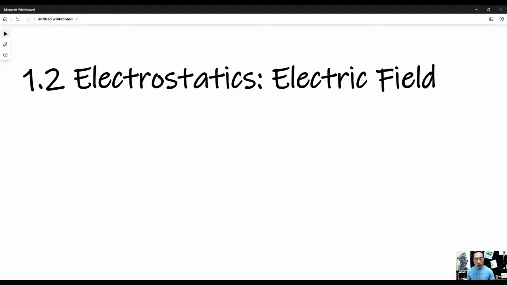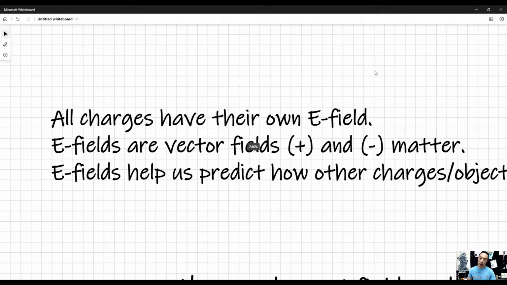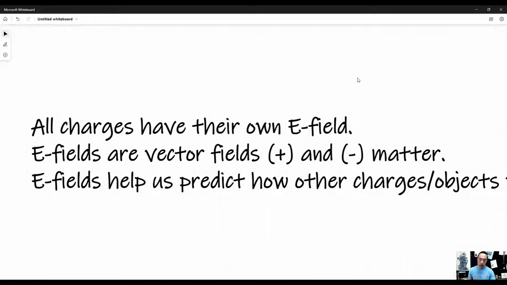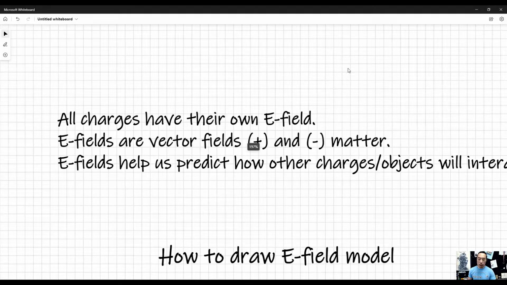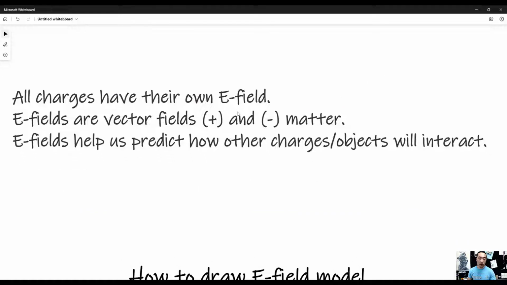Hello everybody, in this video we're going to go over the electric field. Let's begin. Alright, so the first thing that we should go over is the definition of electric fields. Okay, so it's important for us to know that all charges have their own electric field. And in fact, we will be going over how to draw the electric field.